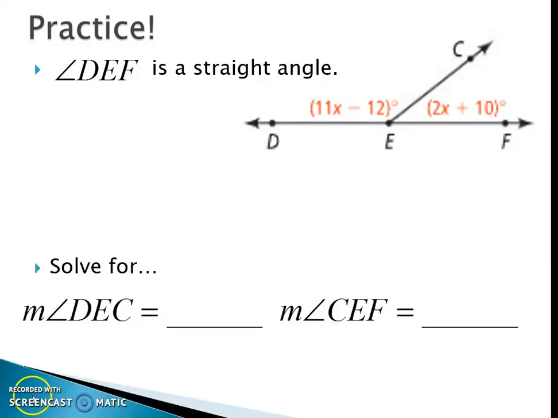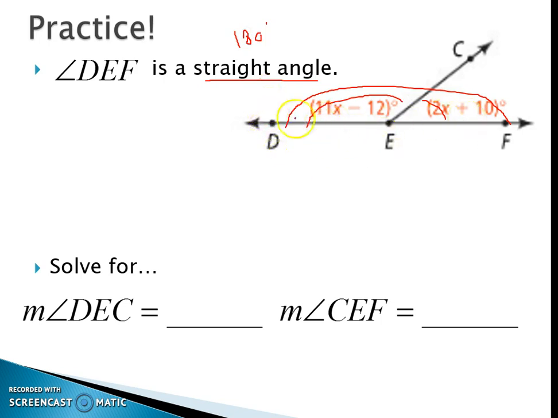I want you to try the practice. Angle DEF, which is a straight angle, has 11x minus 12 for angle DEC, and angle CEF has 2x plus 10. How can I find each angle? I want you to solve for x, and then plug it in and give me an angle measurement for this and this. What do you know about a straight angle? What is the measurement of a straight angle? That's 180, right? A straight angle is 180 degrees.